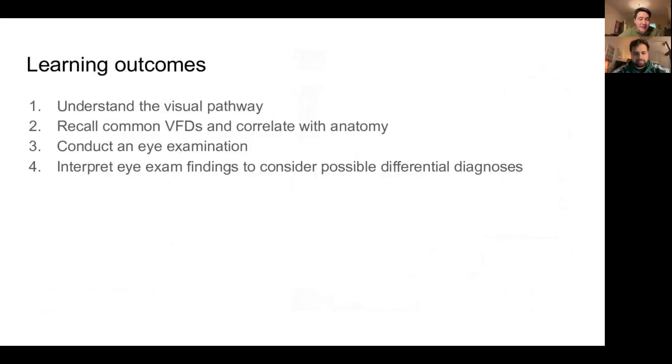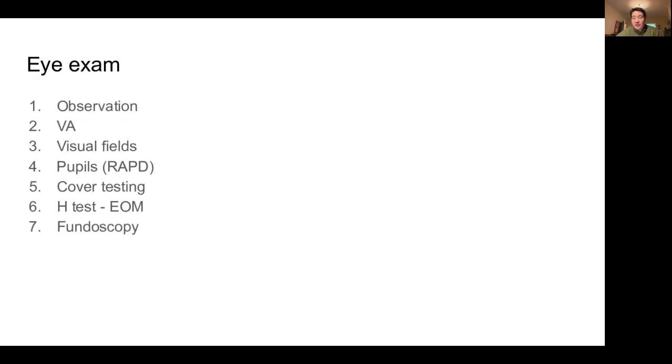So today, hopefully by the end of the session, you'll be able to understand what a visual pathway is and how it works, recall common visual field defects, correlate those with the anatomical location, conduct a fairly basic eye examination, one that we'll see through UKMLA and then also through Foundation, and then interpret eye exam findings to consider possible differential diagnoses. So we'll start off with the structure of the eye exam.